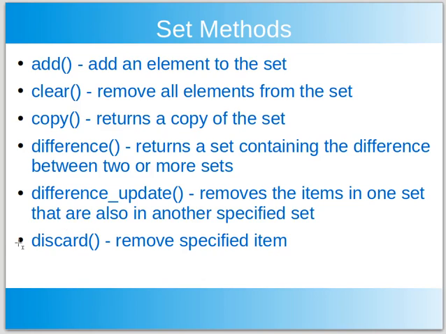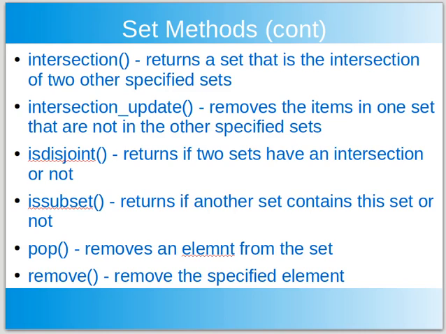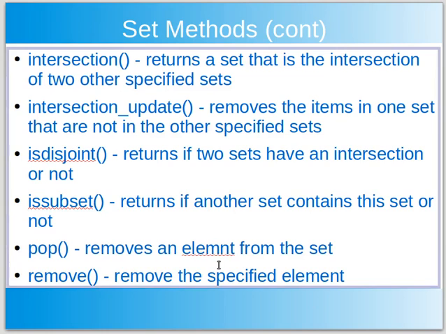Discard: remove specified item. Set methods continued. Intersection: returns a set that is the intersection of two other specified sets. Intersection update: removes the items in one set that are not in the other specified sets. Is disjoint: returns if two sets have an intersection or not. Is subset: returns if another set contains this set or not. Pop: removes an element from the set. Remove: removes the specified element.